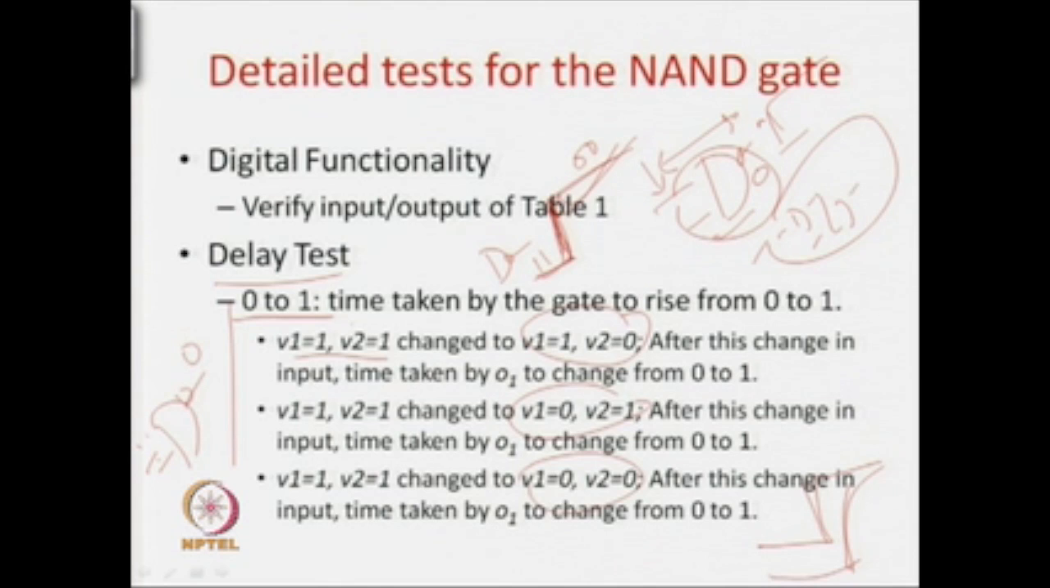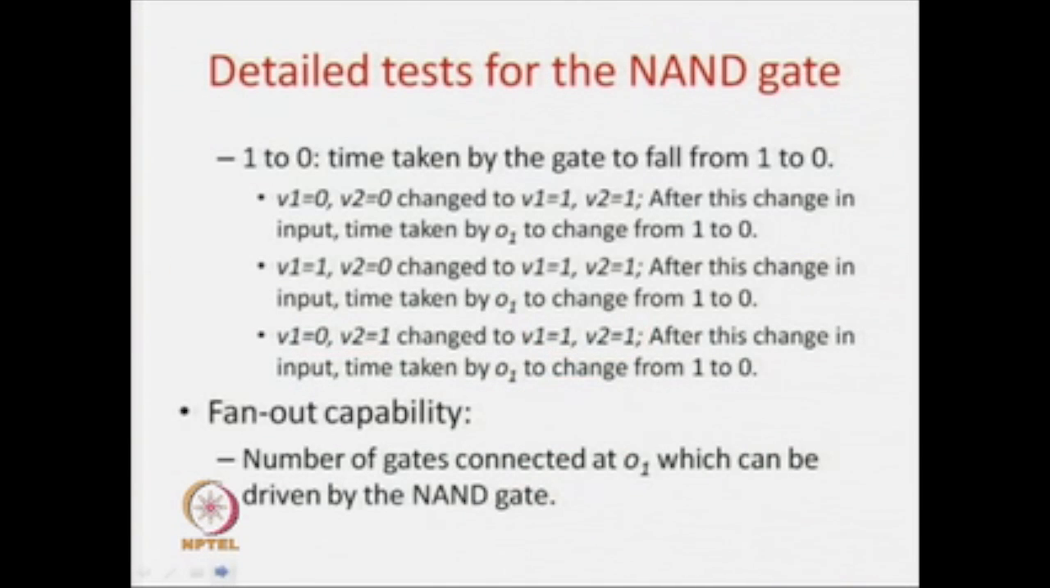Now, you apply a 0 1 over here and see how much time it requires for this one to go high. Next you take V1 1 1 and then you apply V1 equal to 0, V2 equal to 0 and see how much time it requires for the change. And similarly, from 1 1 you change to 0 0 and then you see how much time is required to change. On average you can tell that this is the time required for the change from 0 to 1 in the NAND gate, and also in the worst case, maybe from this one to this one, the change required is so many nanoseconds. So, this is the delay test from 0 to 1.